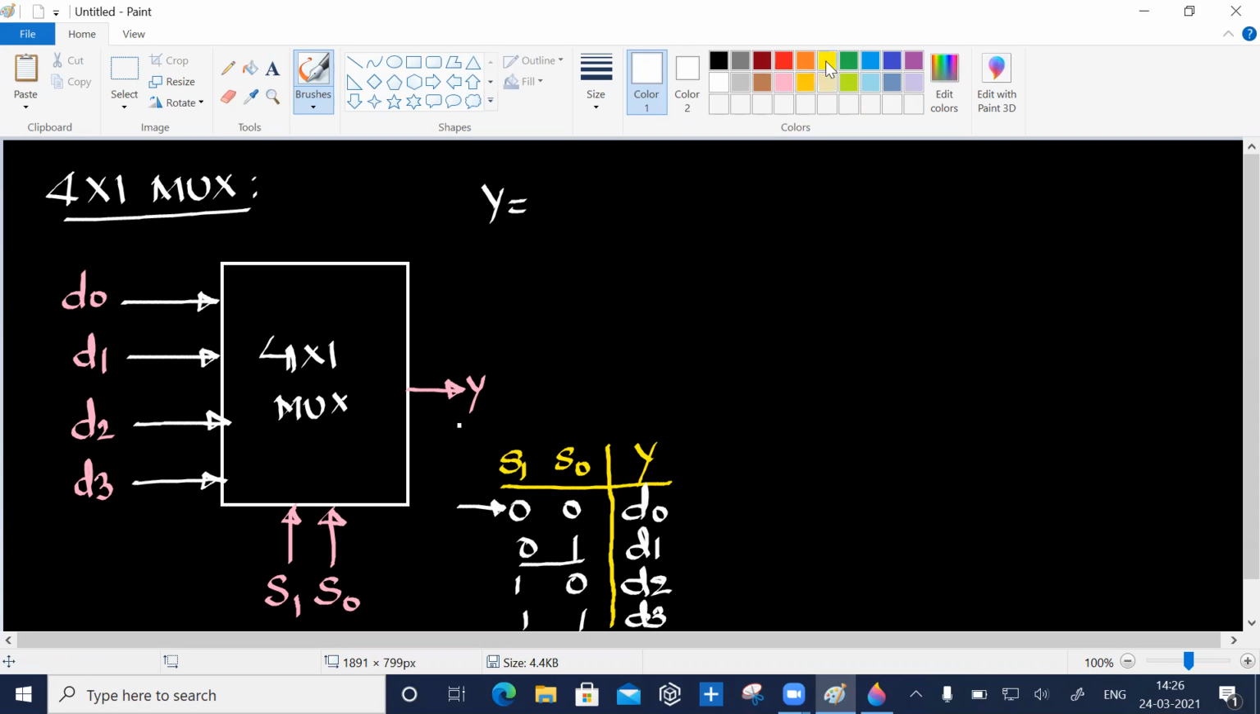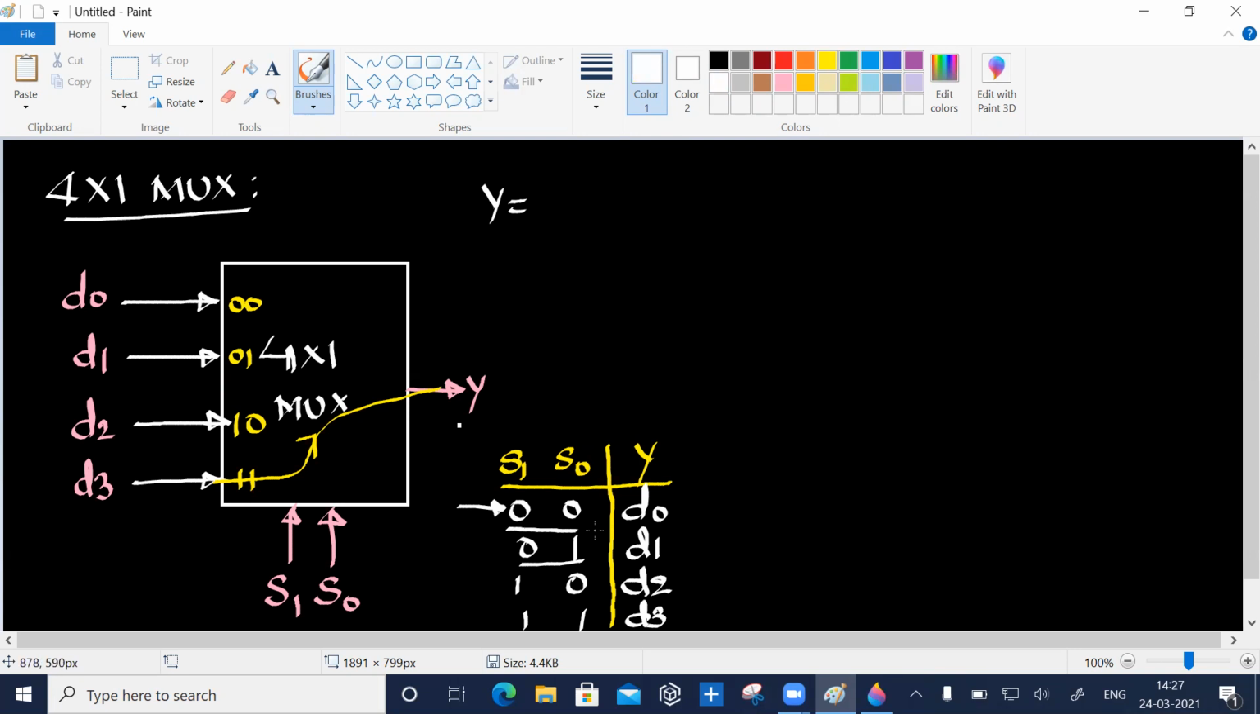Everyone understood, right? So for 0 0, this is given. For 0 1, you will get D1. For 1 0, this one will go. If I give 1 1, what happens? This one will be connected to the output like that. So it's very simple. There's no big deal in that.